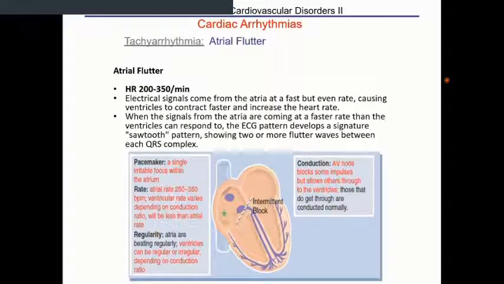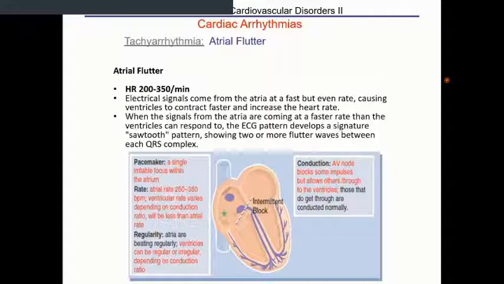So when you hear or see this description, think of atrial flutter, showing two or more flutter waves between each QRS complex. Atrial flutter is the second most common of the atrial tachyarrhythmias. So it is second to atrial fibrillation as the most common sustained arrhythmia. Atrial flutter epidemiology varies from 0.4 to 1.2% in hospital reports of electrocardiogram.